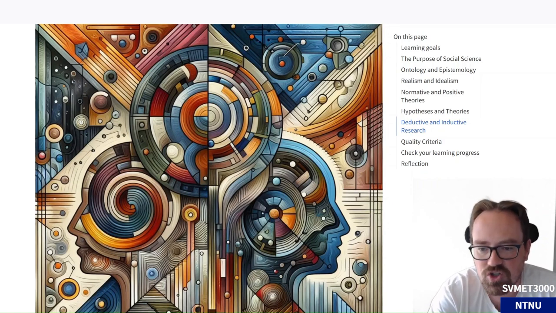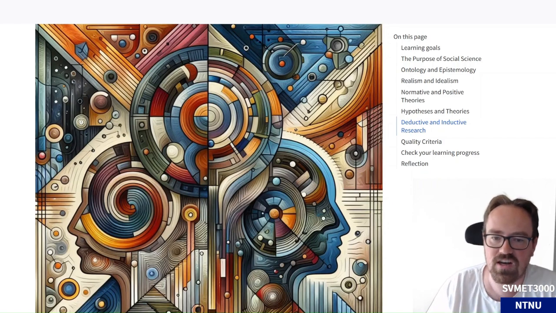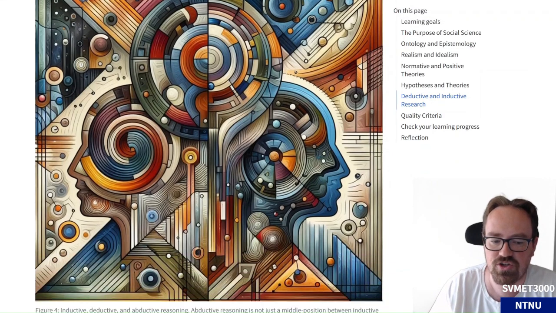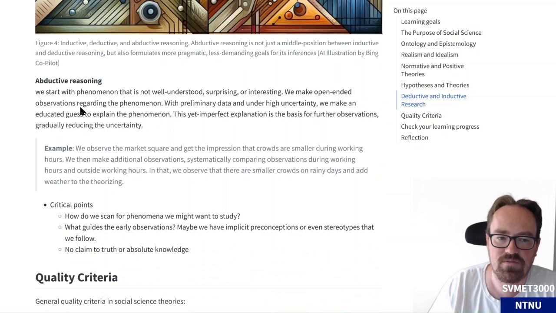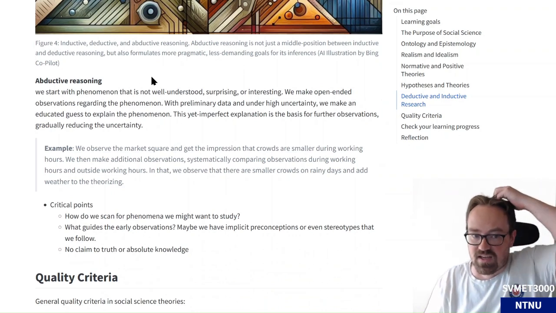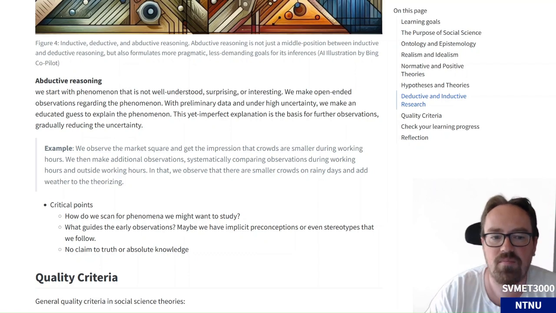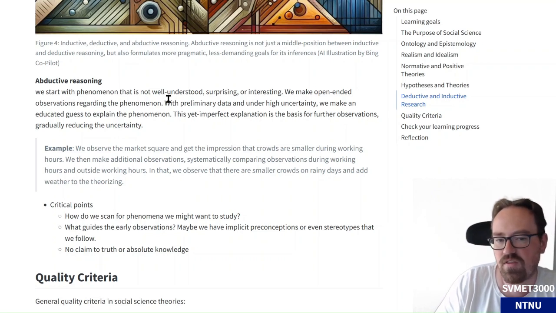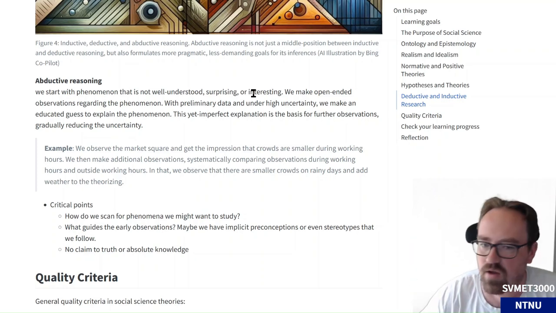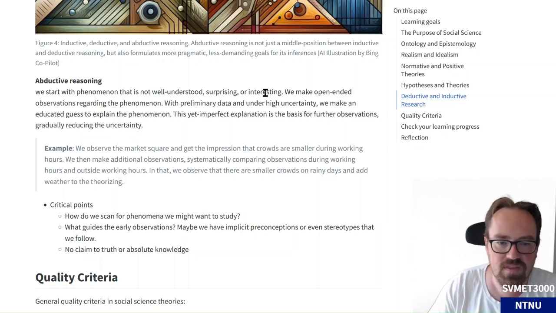This is a sufficiently clear, sufficiently detailed and predictive explanation. So let's look at this abductive reasoning. Abductive reasoning, as I say, is a very pragmatic approach. We start with a phenomenon that is not very well understood, that's surprising or interesting. So there's been observations made before. There's a history in what we're doing, right? It's not like we're starting from a blank sheet.